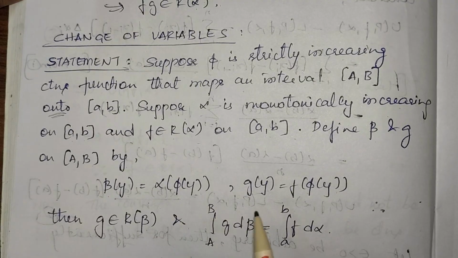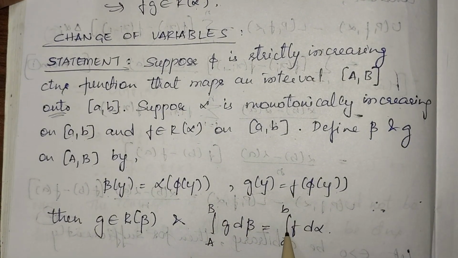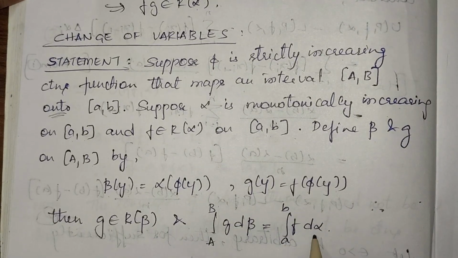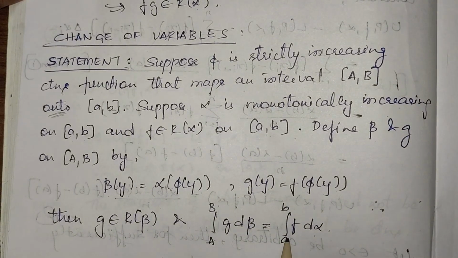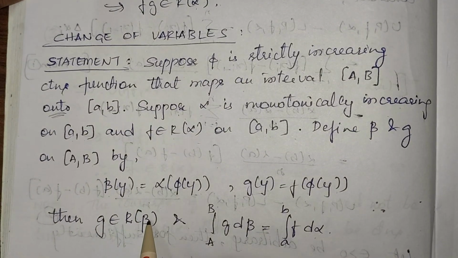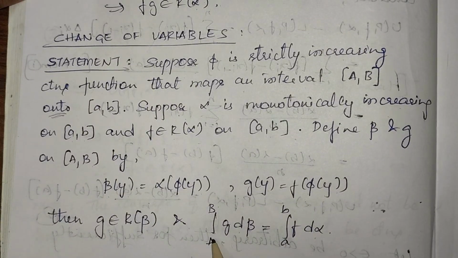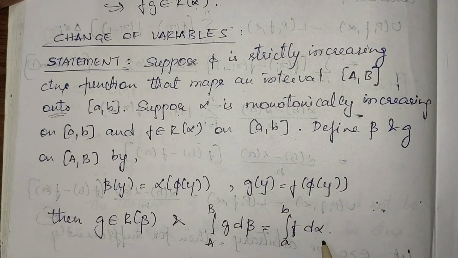And also we need to prove that the integral from A to B of g d beta is equal to the integral from a to b of f d alpha. So here we need to prove that g is also Riemann-Stieltjes integrable with respect to beta, and also, at last, we need to prove that this integral is the same as this integral.